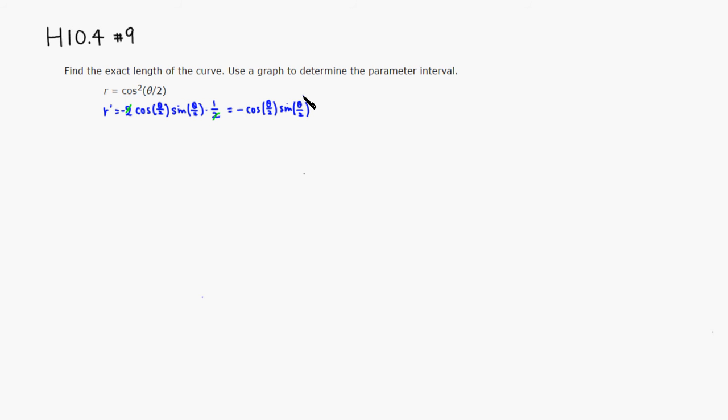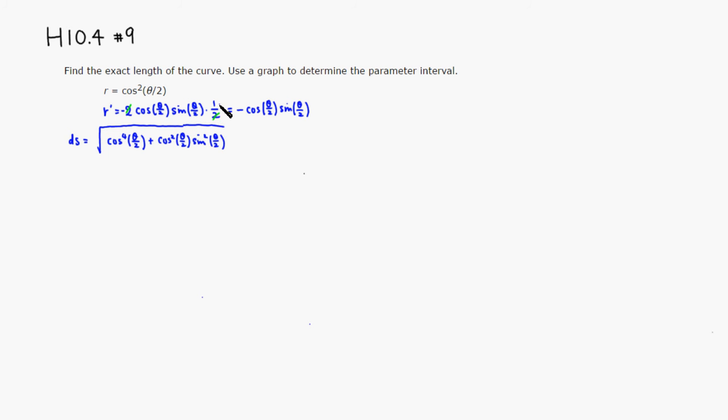Alright, so let's look at this expression. The arc length element is going to be, square that, so you have cosine to the 4th of theta over 2, plus, we're going to have to square that, so that's going to be cosine squared of theta over 2 and the sine squared of theta over 2.